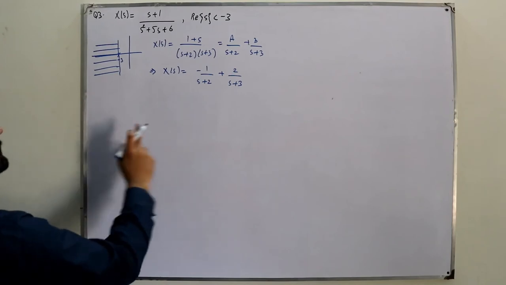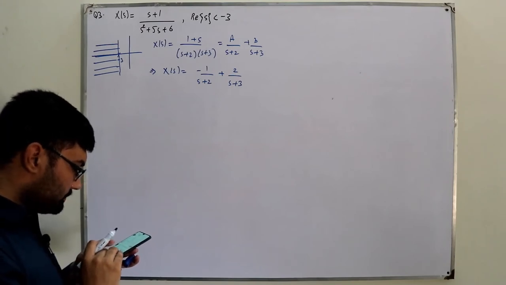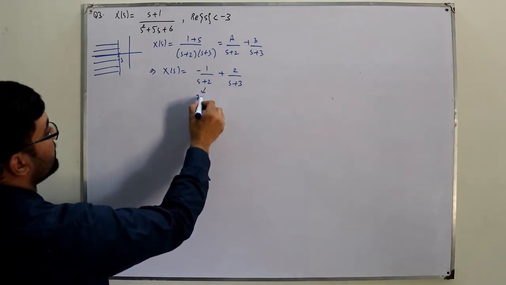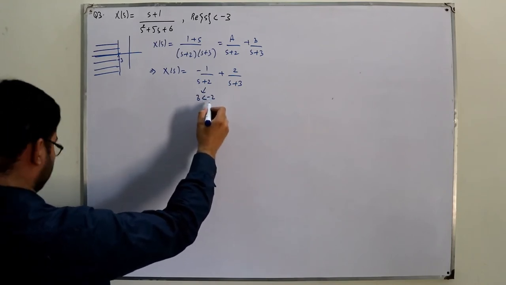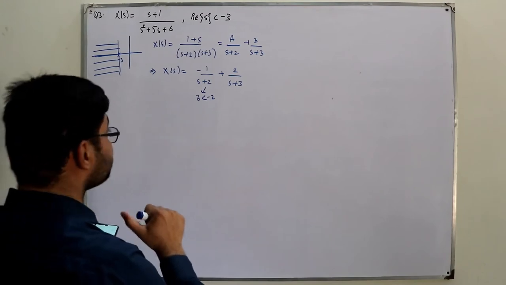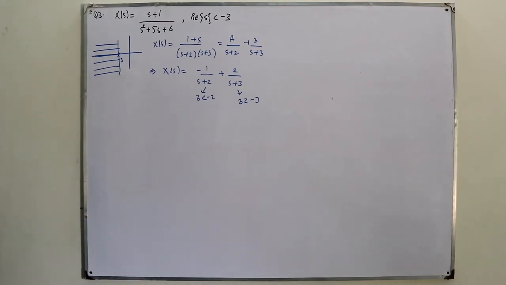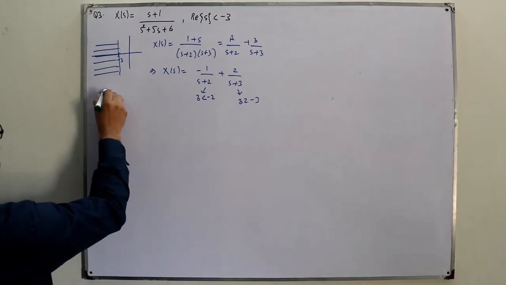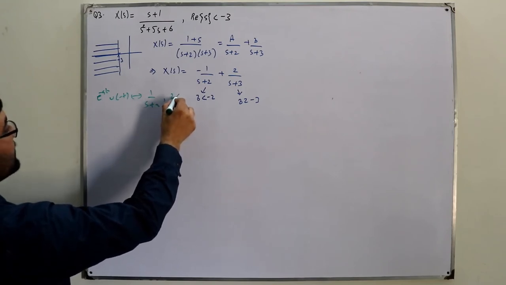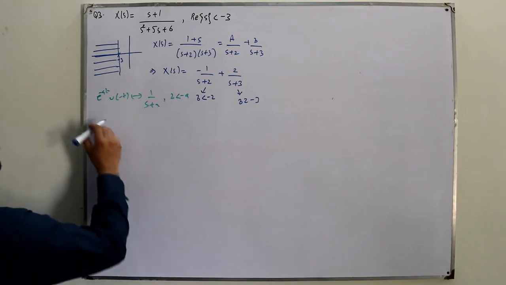Have a look, this is a left-sided signal. So we have an exponential of negative a t u of minus t, right? For this, the ROC would be sigma less than minus 2, and for this sigma would be less than minus 3. So have a look, what do we have? We have the exponential of negative a t u of minus t. For this we have 1 over s plus a with the ROC sigma less than minus a. Yes? Yes. So have a look, by taking the inverse, what would we have?